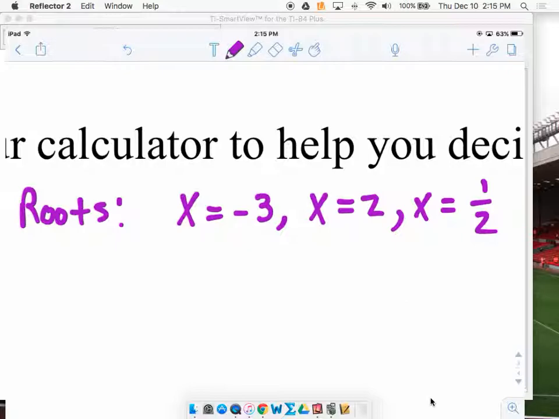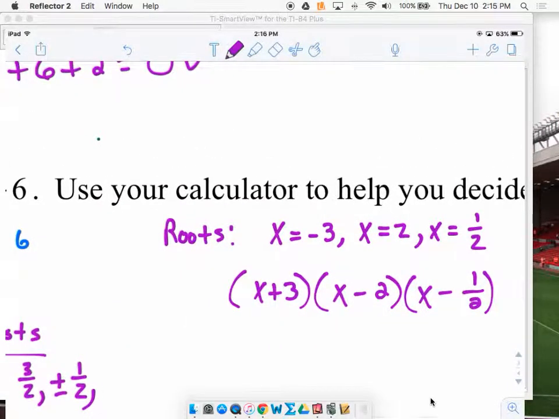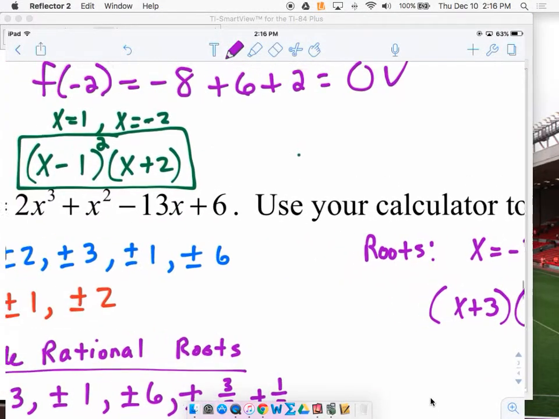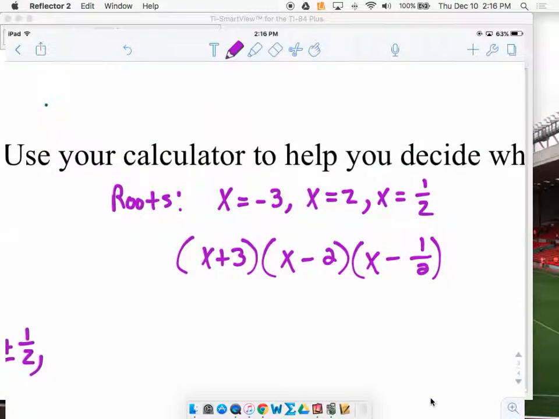All right, if I have a root of x equals -3, my factor is what? x plus 3. If I have a root at x equals 2, I have x minus 2, and then I have x minus 1/2, right? Now, if I were to multiply that through, I'd only get x cubed. What did I start with out front, though? 2x cubed, right? So what I can do is I can just put 2 out front.